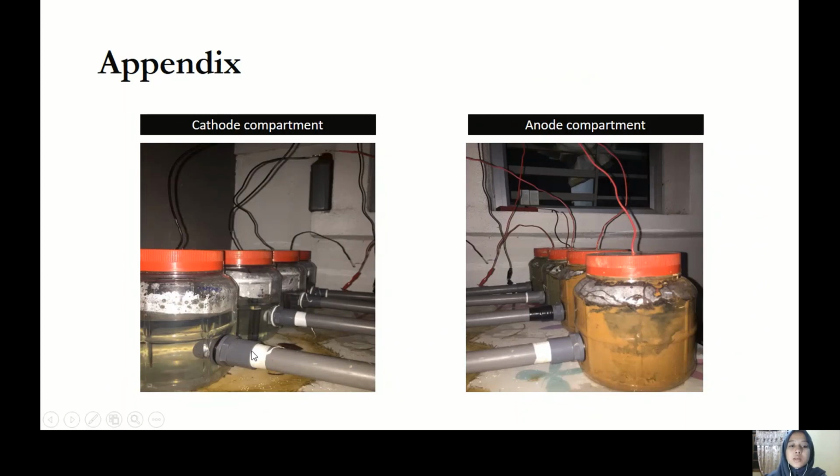This one is the close-up of the cathode compartment and anode compartment, where the cathode contains water and the anode contains grass with soil.